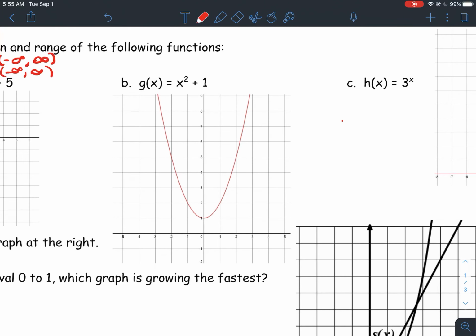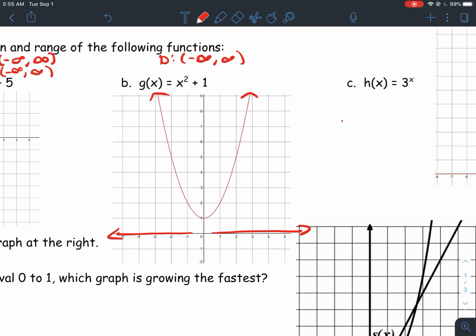All right, next one. We have our quadratic. So let's see. This quadratic is going to go on forever in both directions. You can see that you can put any number into this x. It's not restricted. So you could say that the domain is again going to be negative infinity to positive infinity.